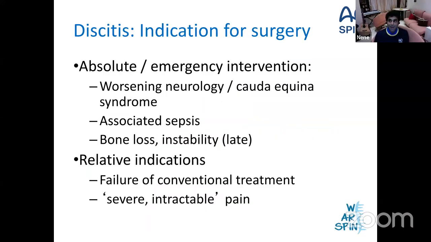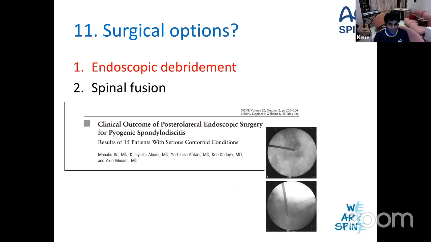So the indication in my book for surgery in TB discitis would be, of course, worsening neurology or cauda equina, which is not that uncommon, I must say. Associated sepsis. If the patient has sepsis, you want to attack the source. Of course, if there's a lot of bone loss and especially late instability, I'll show you a few cases. And of course, the relative indication is the patient asking for a quick fix. So if the patient says, I don't want to lie around in bed, I don't want you to be taking pot shots at me, you don't have a culture that's positive, you please go in and take care. The results of surgery are dramatic, because their pain just disappears and they spring out of bed. So there is a role for surgery.